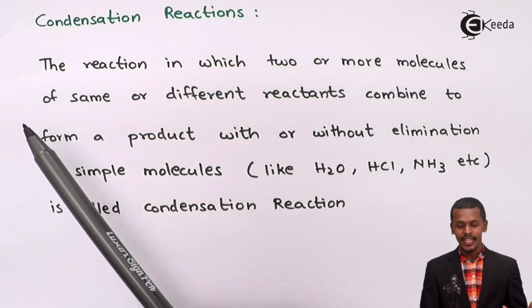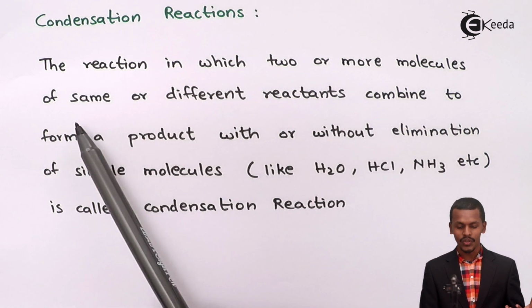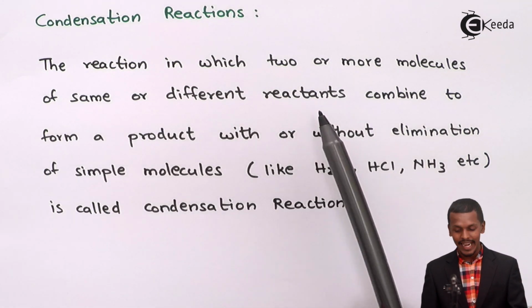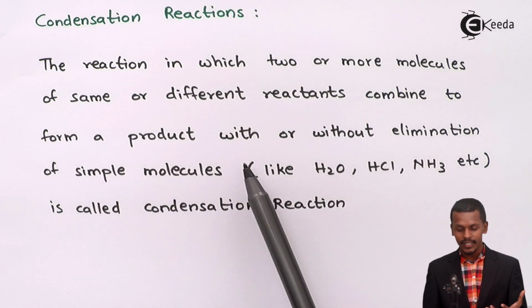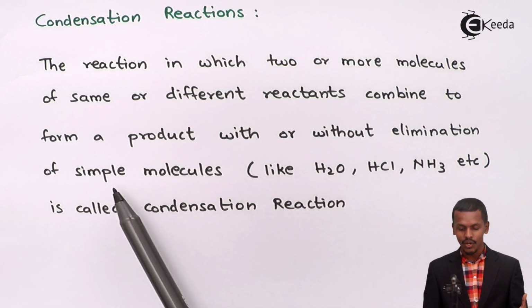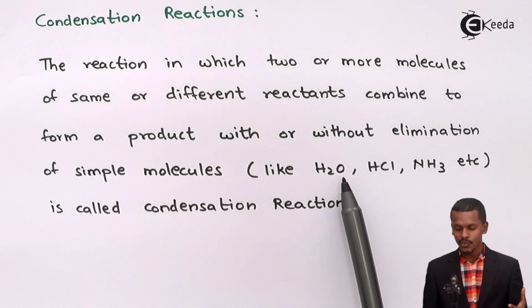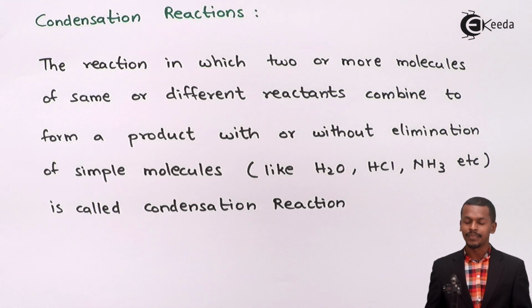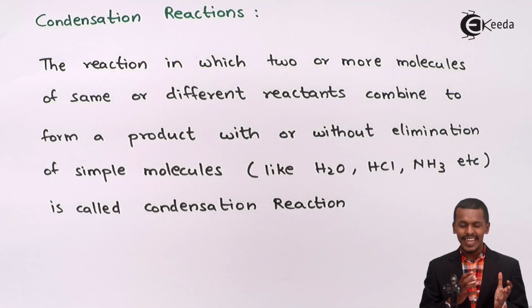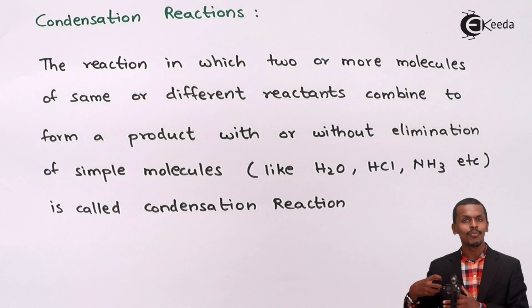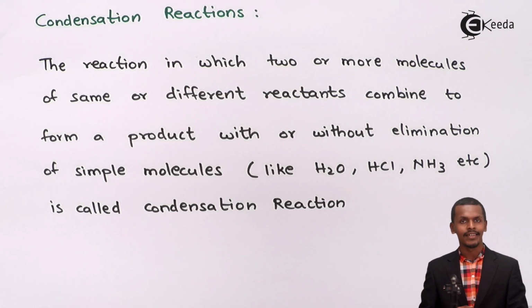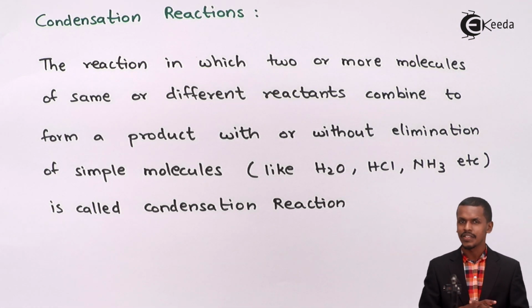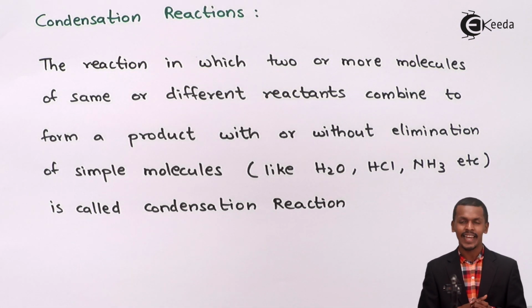It says that the reaction in which two or more molecules of the same or different reactants combine to form a product, with or without elimination of a simple molecule like H2O, HCl, NH3, etc., is called a condensation reaction. So somewhere we could find that the reactants react with each other to remove a particular product, and that product will be a smaller one, and that is called a condensation reaction. Let me help you out with an example.